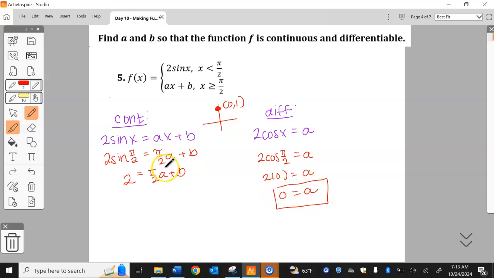So now that I've got a, I can plug it in over here. So pi over 2 times 0, just 0. And I can solve and get b equals 2.